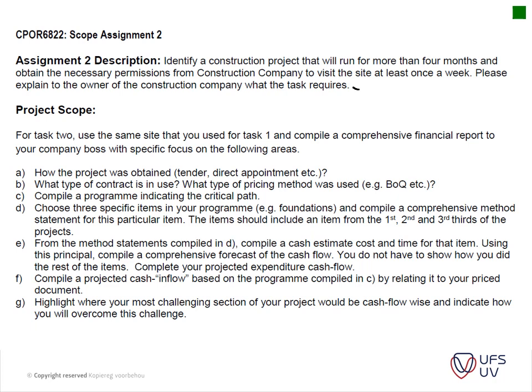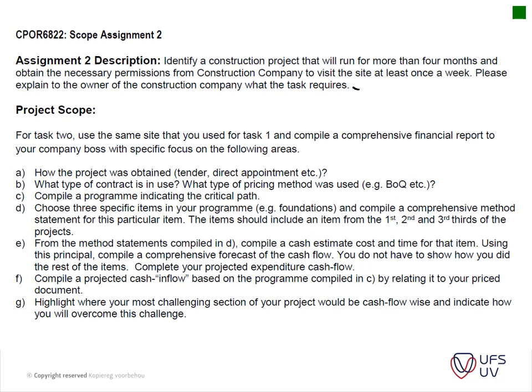But the main thing is you need to be critical of it so that you can actually answer the following questions. So for task 2, use the same site that you used for task 1. That's a guideline, like I just said, and compile a comprehensive financial report to your company boss with the specific focus of the following areas. Okay, so how was the project obtained? Was it a tender? Was it a direct appointment? Was there negotiations that happened?